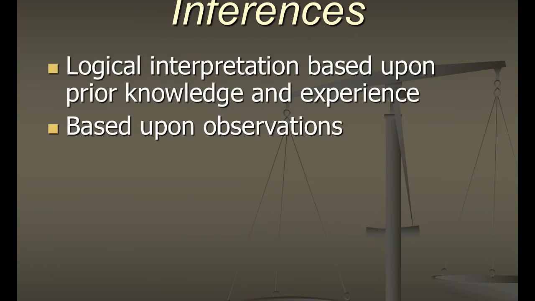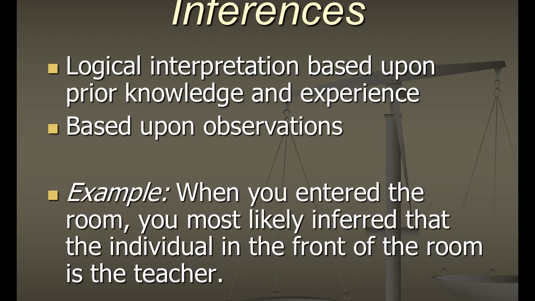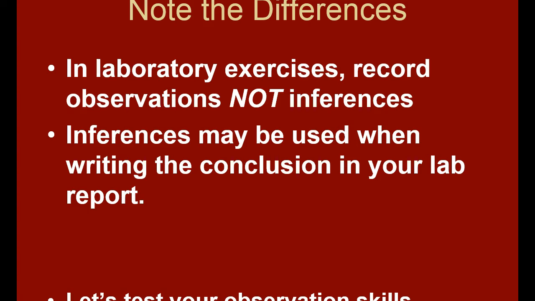Inferences are a little bit different. Inferences are based on our observations that we make with those 5 senses. So it's a logical interpretation based upon what we already know and what we've been through. Example, when you enter a classroom on the first day of school and you see an adult or an individual in the front of the classroom, you probably infer that that's the teacher. It's probably not the lunch lady, right? What would she be doing in the classroom when you first walk in?